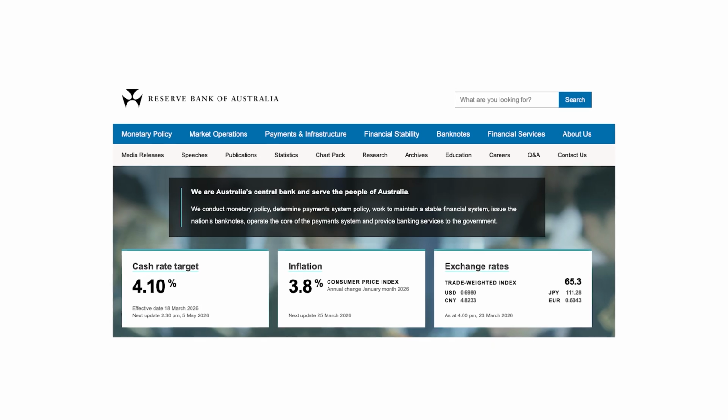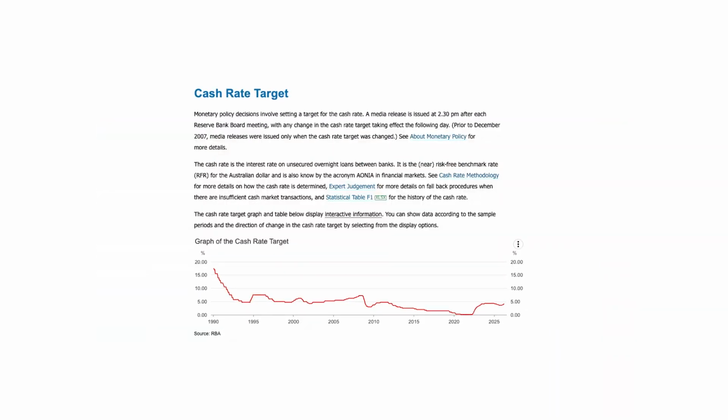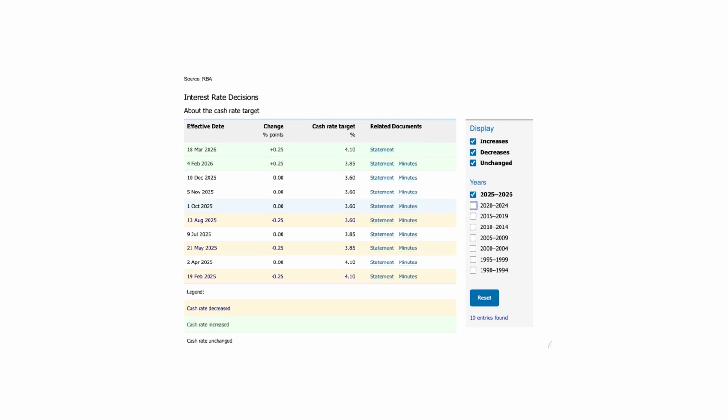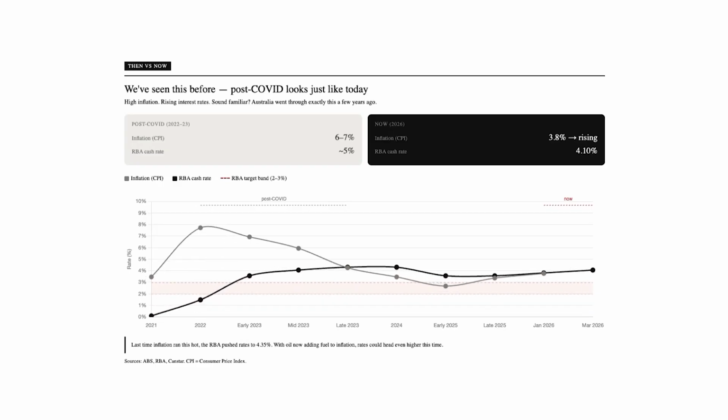And if the RBA sees the data for inflation slowly creeping up, expect the interest rates to also creep up. So therefore now there's a double whammy. Cost of living is through the roof and interest rates are also going up. So very similar to a few years ago after COVID, when the inflation rate was sitting at around 6 to 7% and the RBA cash rate was sitting at around 5%. So we've already seen 2 interest rate rises and I'm expecting more interest rate rises in the future.